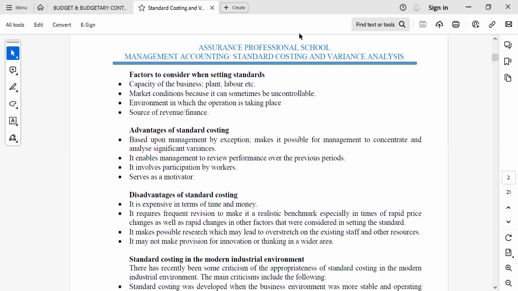All right. So we are saying that sometimes it might lead to what? Overstretching on the existing staff and other resources. We call something ideal standard, a standard that is being set under perfect working condition. There's no room for mistake. There's no room for what? Mistake. And sometimes if the standard is being set, the standard might be higher than what?